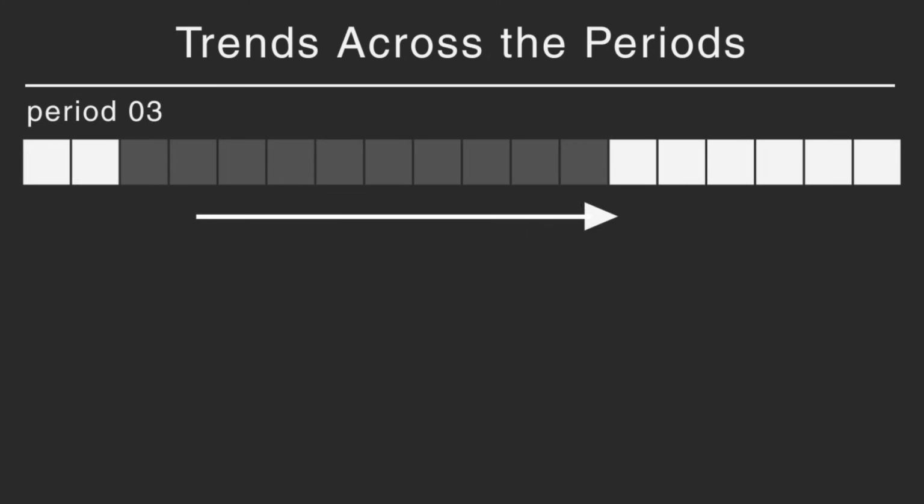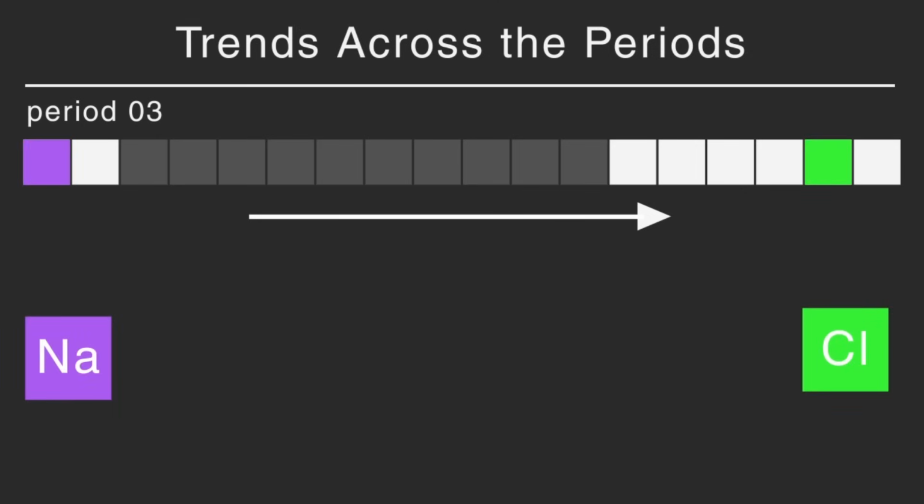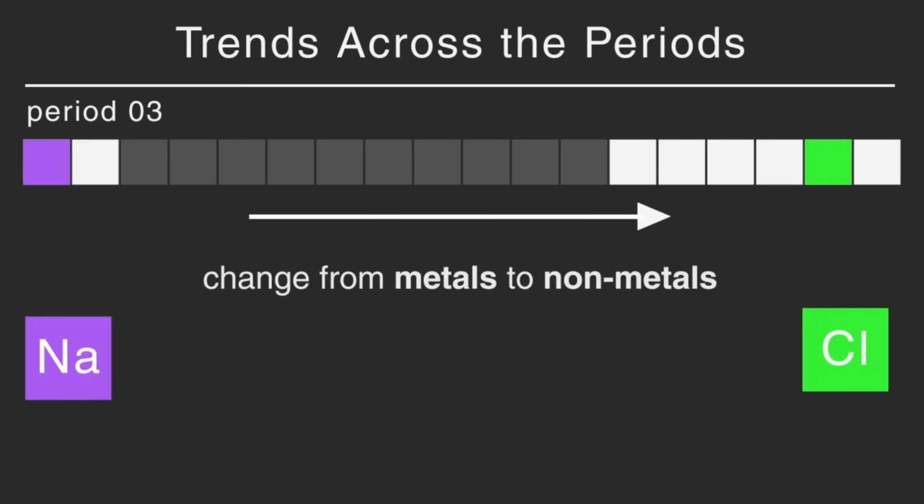Let's go from left to right across a period. What do you notice? First of all, elements change from metals to non-metals. Also note that there is a decrease in atomic radius. This is because more protons are in the nucleus, which pull the electrons closer in.